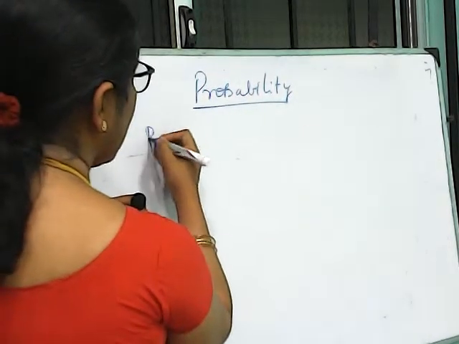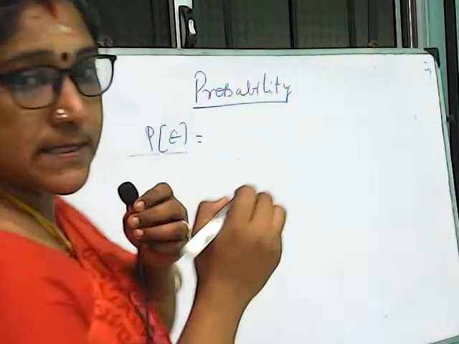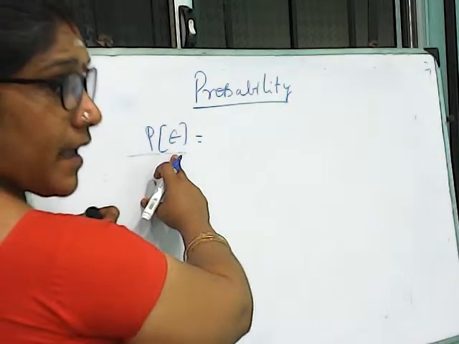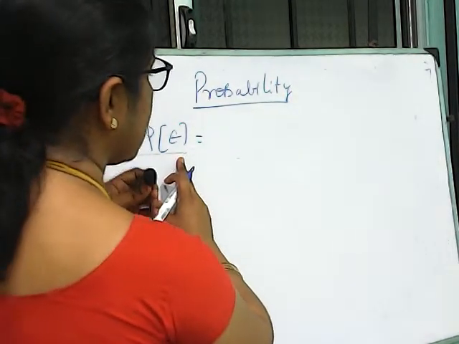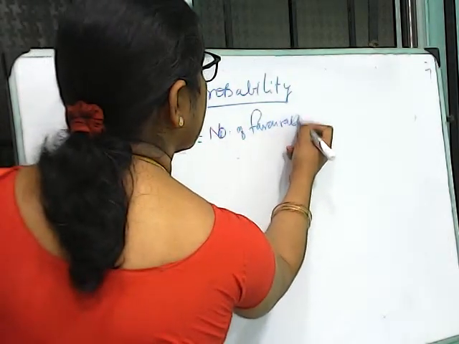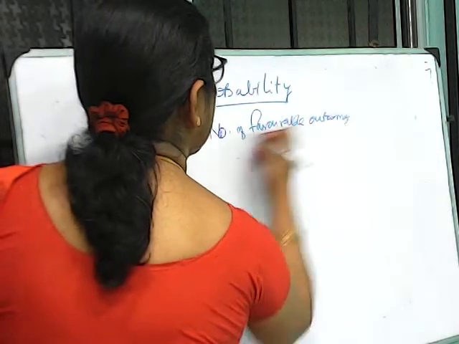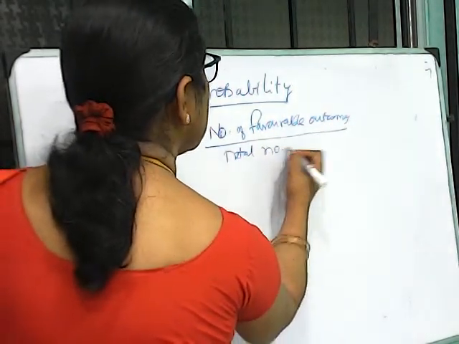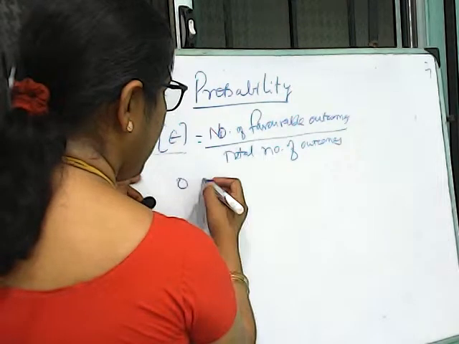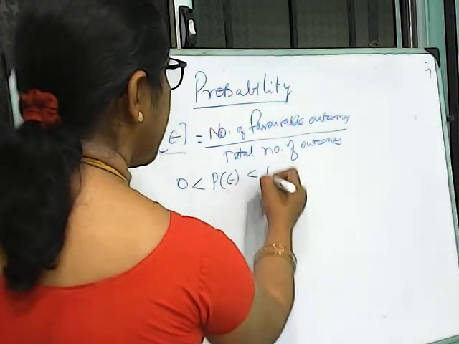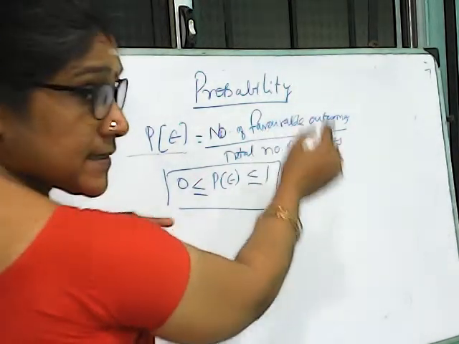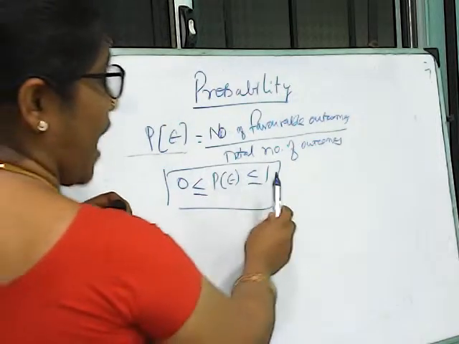So what is probability? Probability is nothing but a chance. If E is the event, the probability of the event is nothing but the number of favorable outcomes divided by the total number of outcomes. Always remember your probability value lies between 0 and 1. It will not exceed 1. So it is always between 0 and 1.